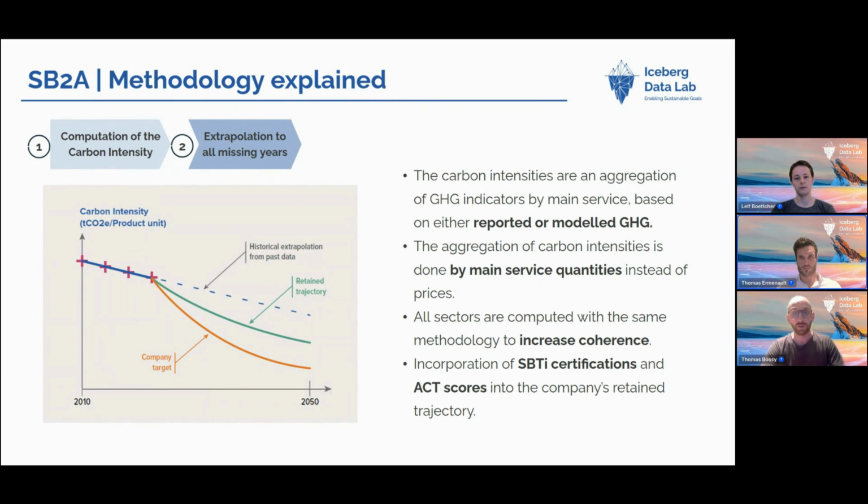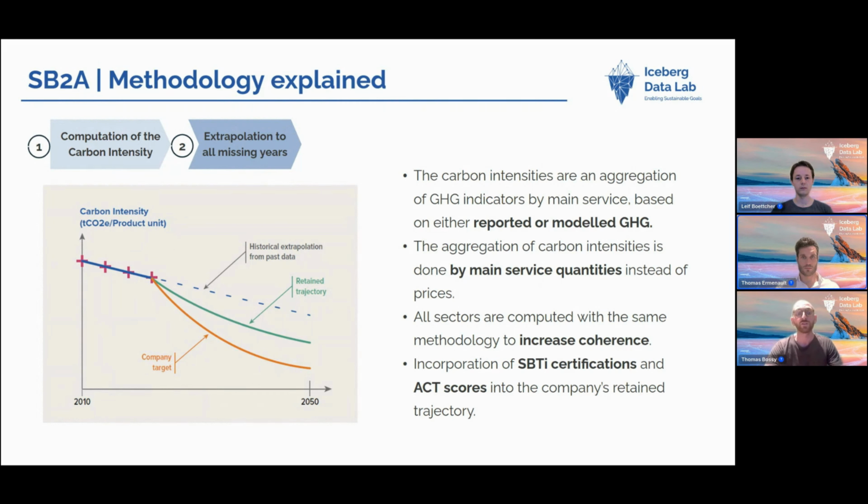But because we don't take the company's targets for granted, we compare the previous behaviors and engagements of the companies and what they actually did to weight our choice between following either the company targets or only the historical extrapolation. If there are no targets, we only take the historical extrapolation. But if there is a target, we take a pathway in between. That's the retained trajectory in green that you can see here.